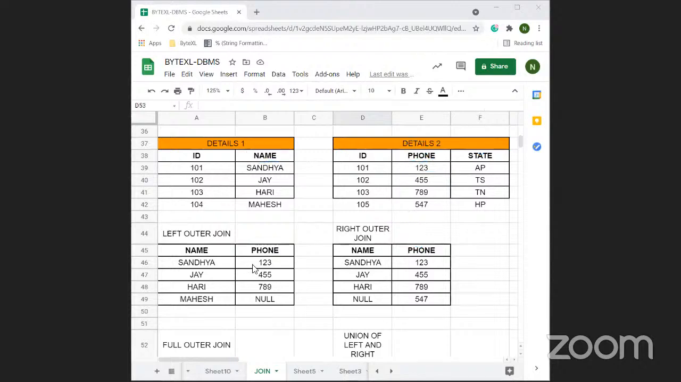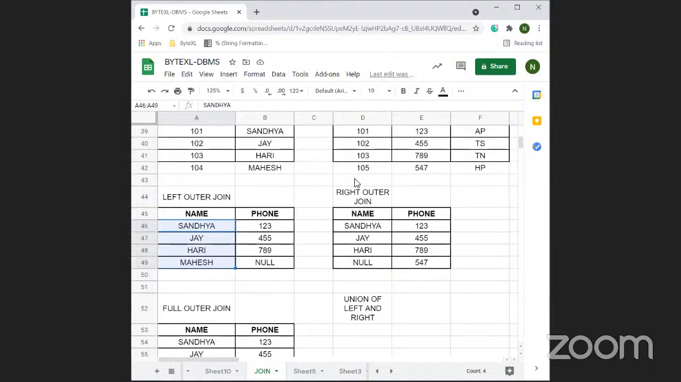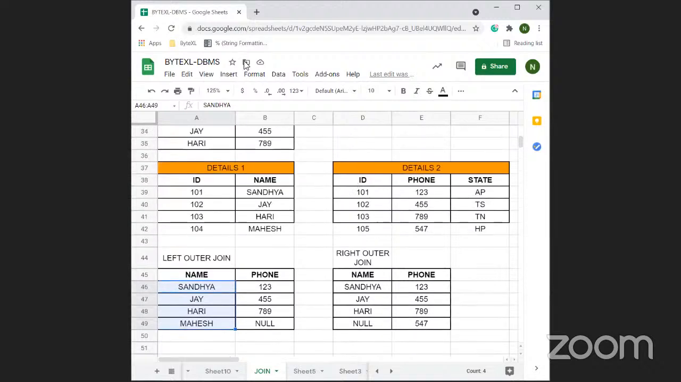All right. Full outer join is basically union. That means all the names from left side, all the names. Okay, let us not concentrate on name values. Let us concentrate on ID. Common 101, 102, 103. What is union?